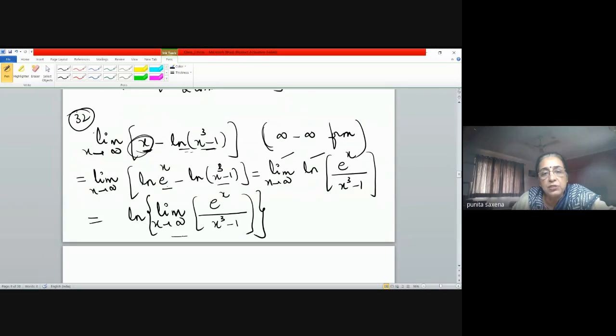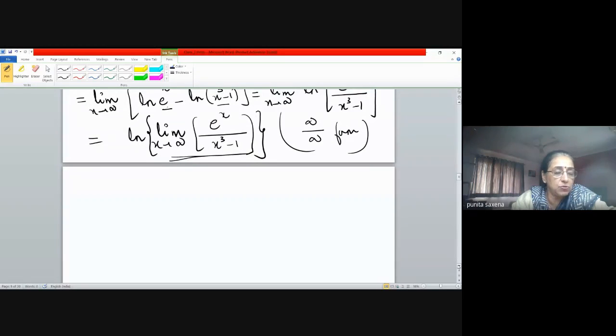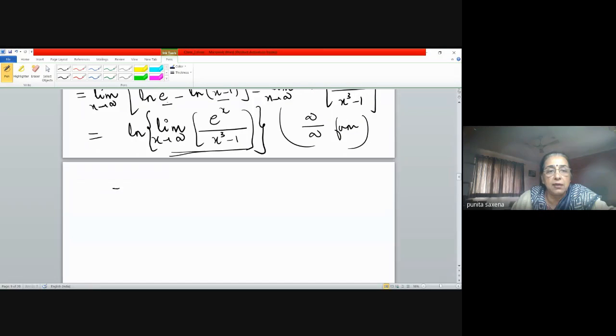Now if I just look at this term, x tending to infinity, so e to the power infinity is infinity, upon infinity minus 1 is infinity. So now this has reduced to an infinity by infinity form. And to infinity by infinity form, we can apply L'Hopital's rule. Because as I said, it has to end up either in a 0 by 0 form or infinity by infinity form. So in this, we can apply the L'Hopital's rule, and we observe that this will be equal to log of limit x tending to infinity, now, e to the power x upon 3x square. Fine. This is still an infinity by infinity form.